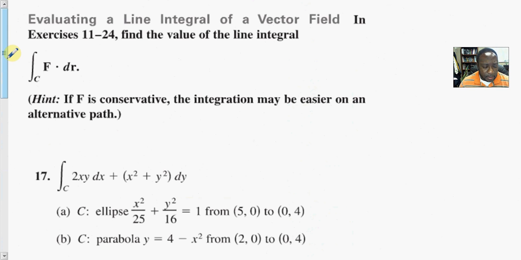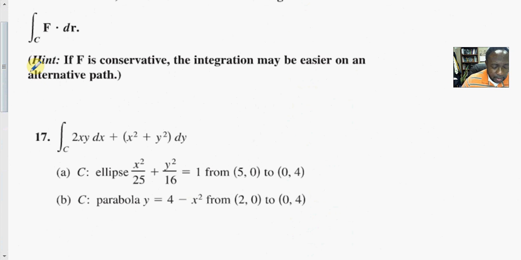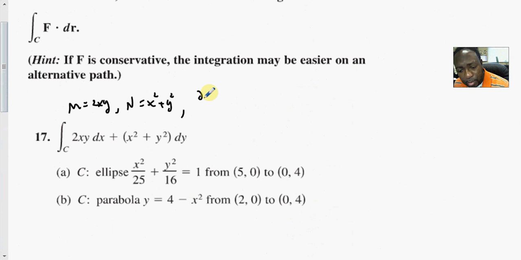Hate to drag this out, but let's see if I can work this as expeditiously as possible. The time is of the essence. So find the line integral here. M is 2xy, and N is x squared plus y squared. Find the partial of M with respect to y, so we get 2x, and the partial of N with respect to x is 2x. So it is conservative.